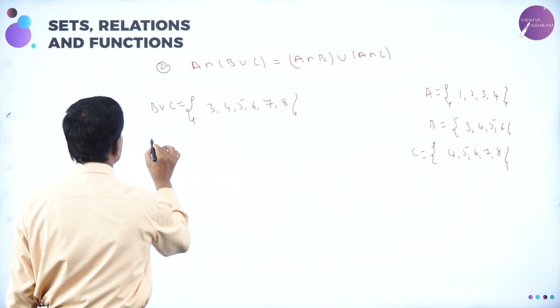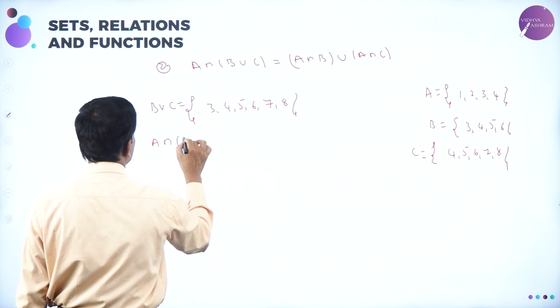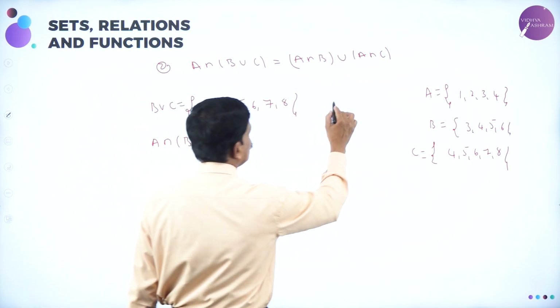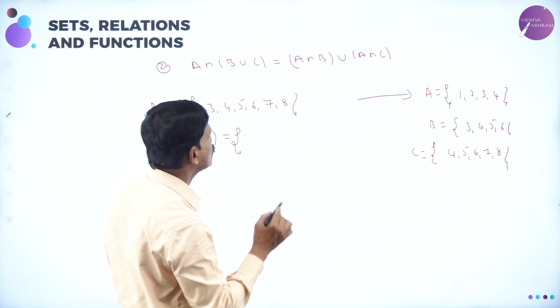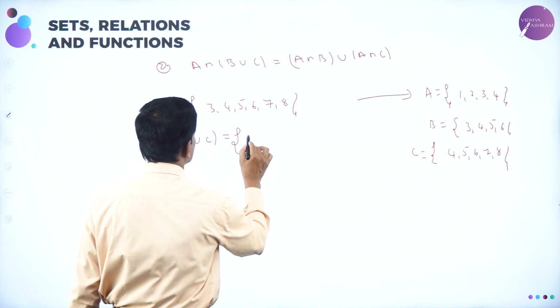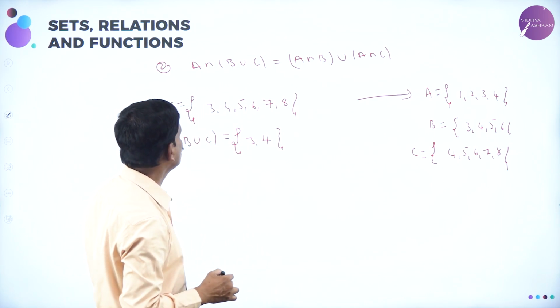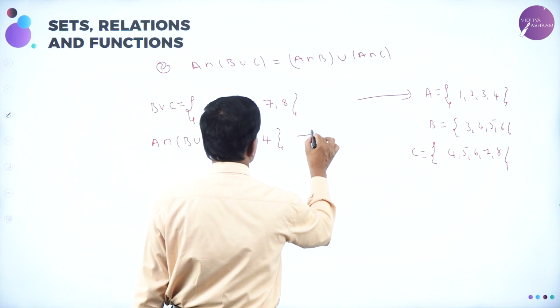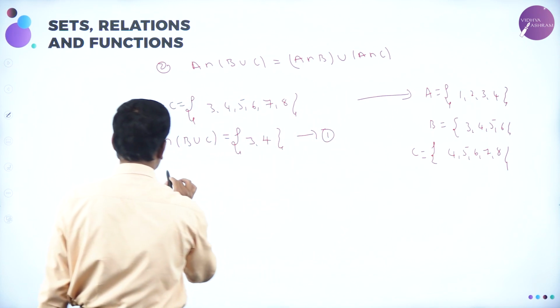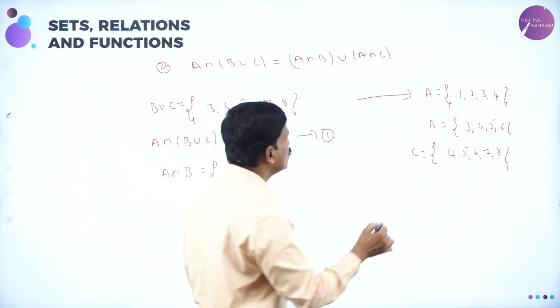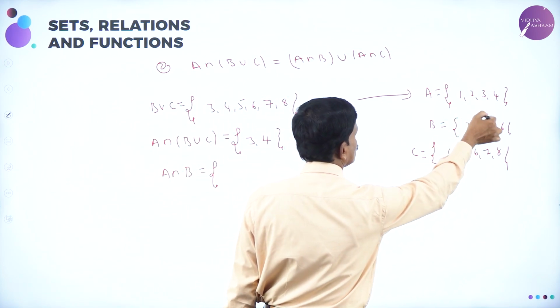Now, A intersection (B union C). So, the intersection between these two. What are the common elements? Only 3 and 4. See that the common elements are 3 and 4. Now, let us represent this as equation number 1. Now, find out A intersection B. What is A intersection B? The common in A and B. A intersection B common elements are 3, 4.